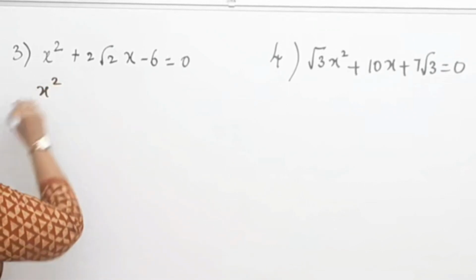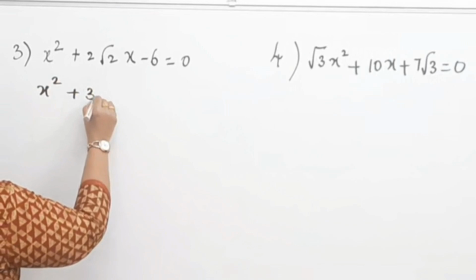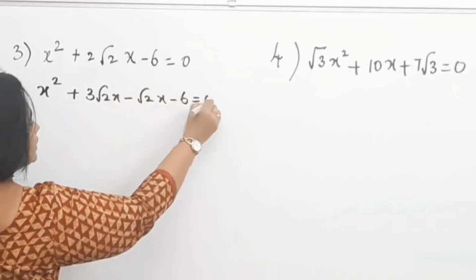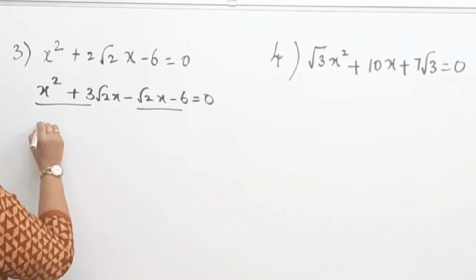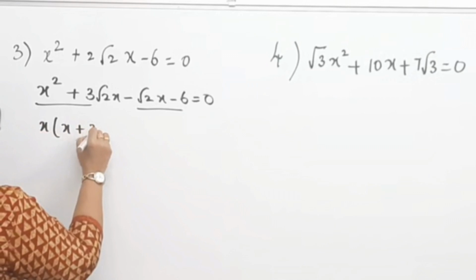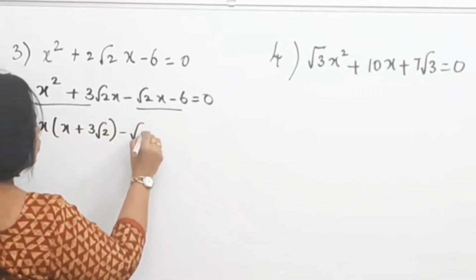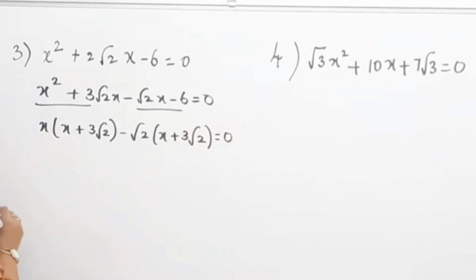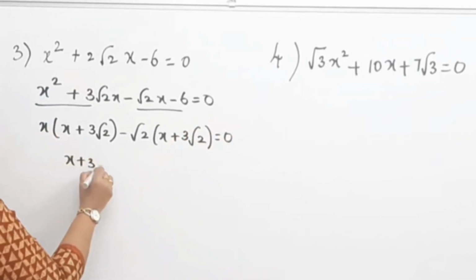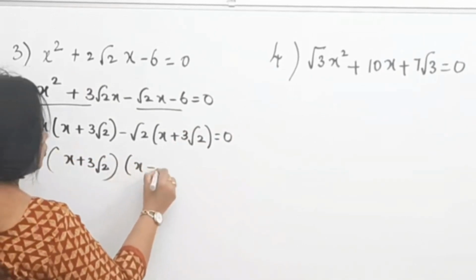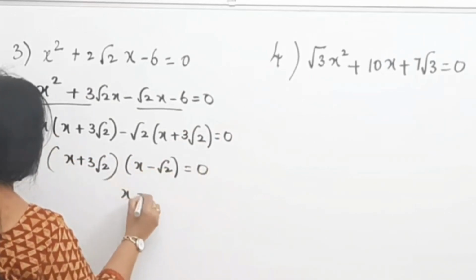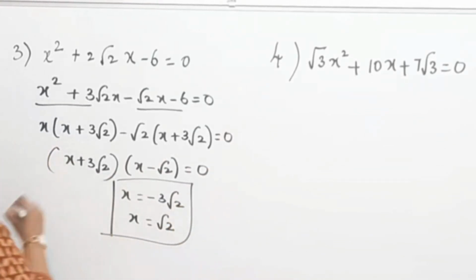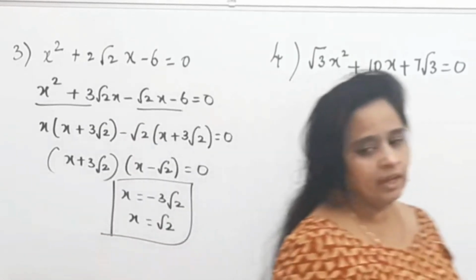Splitting the middle term: x squared plus 3 root 2 x minus root 2 x minus 6 is equal to 0. So now I will have x taken outside, x plus 3 root 2, minus root 2 taken outside, x plus 3 root 2 equal to 0. So I would have my (x plus 3 root 2) into (x minus root 2) equal to 0. So x is equal to minus 3 root 2 and x is equal to plus root 2 are the values for x. And the next question, we move on.